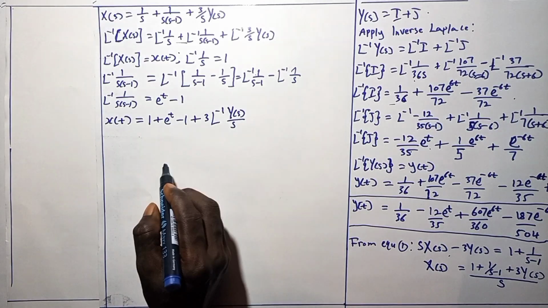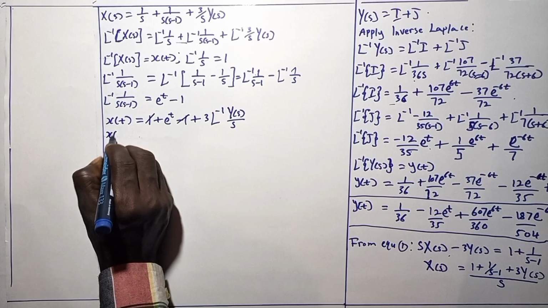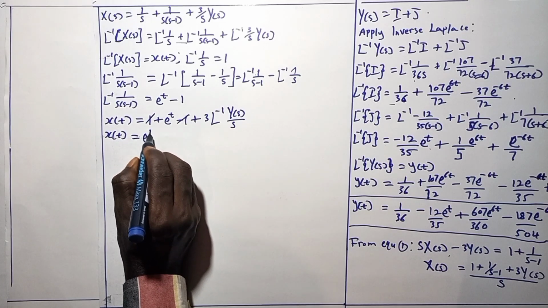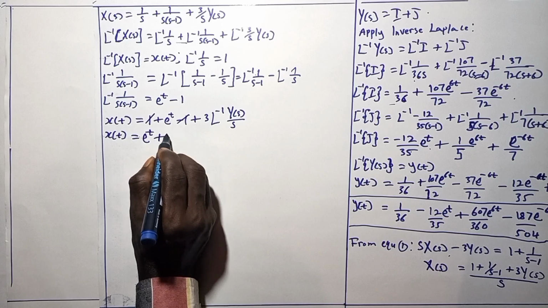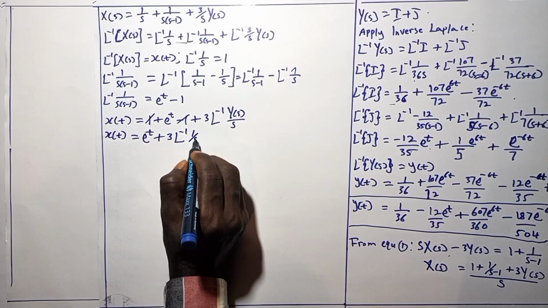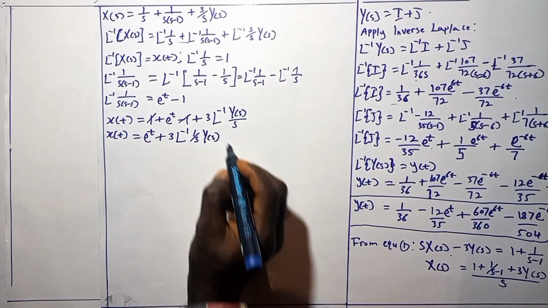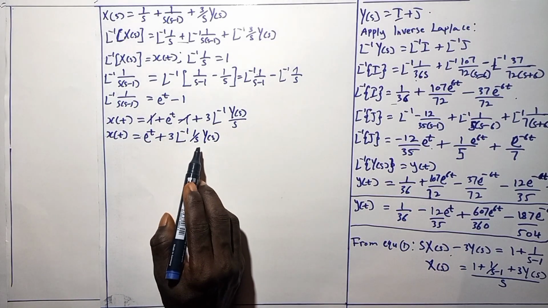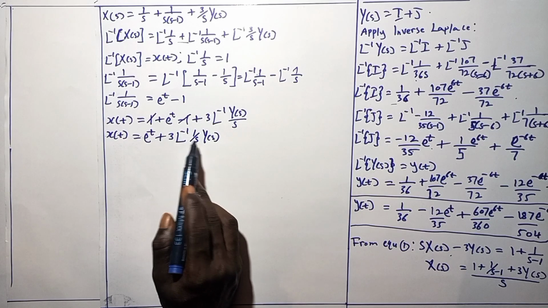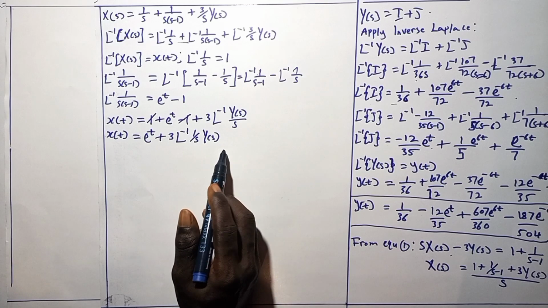So this cancels this, and I'm left with x of t is equal to e to the t plus 3 inverse. I write this as s, so you won't think s will cancel s here. So now we have this. So we're left with taking the inverse Laplace of 1 over s times y of s.